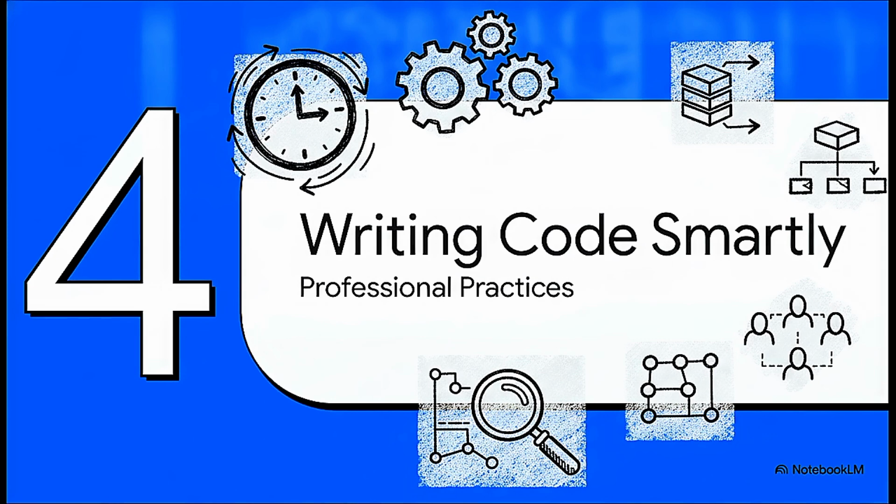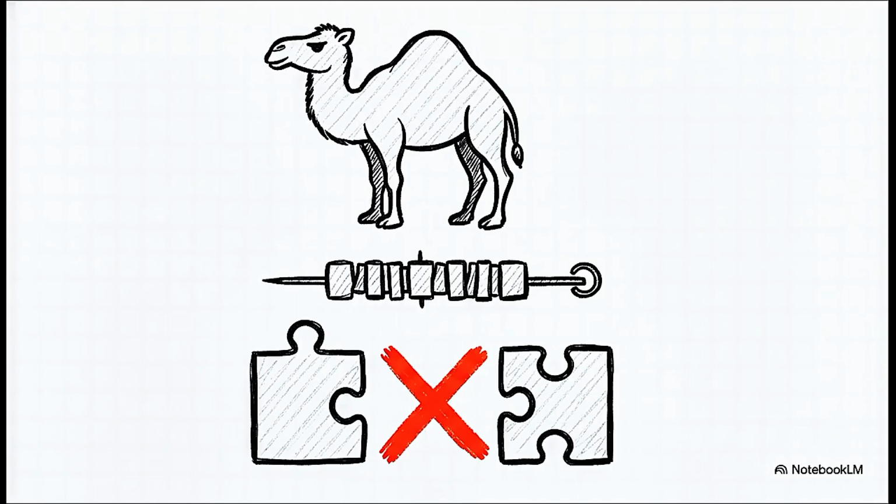All right, let's jump to section 4, writing code smartly and professionally. Now, when you create custom names for your CSS selectors, there are a few professional naming conventions you should really be following. You might use camel case, where the first word is lowercase and the next word is capitalized. Or maybe Pascal case, where every single word is capitalized. Or my personal favorite, kebab case, where the words are simply separated by dashes.